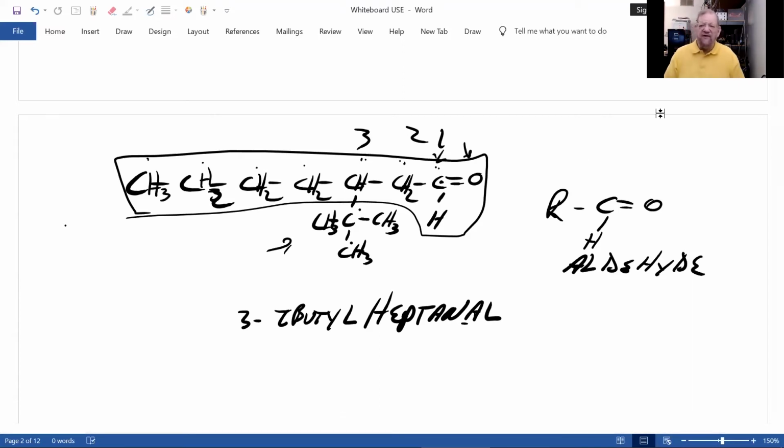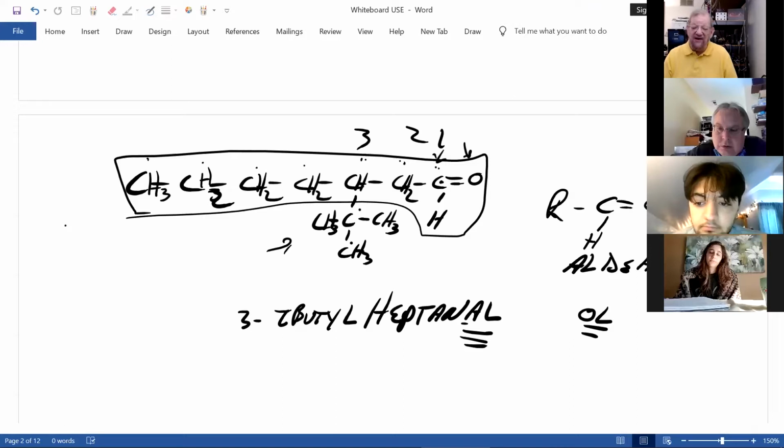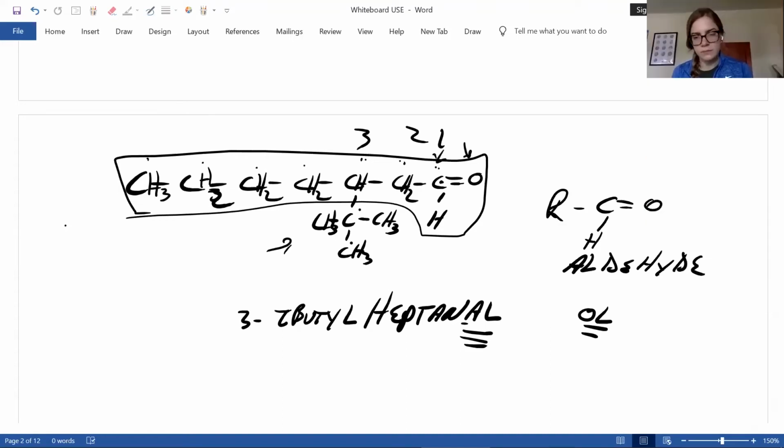Now, a word of warning. Aldehydes, AL ending. Alcohols, OL ending. On test number 2, make sure you print clearly. You don't want Dr. White guessing, is that an O or an A? Because you might get it marked wrong. So on test number 2, please make sure you write clearly your O's and A's.